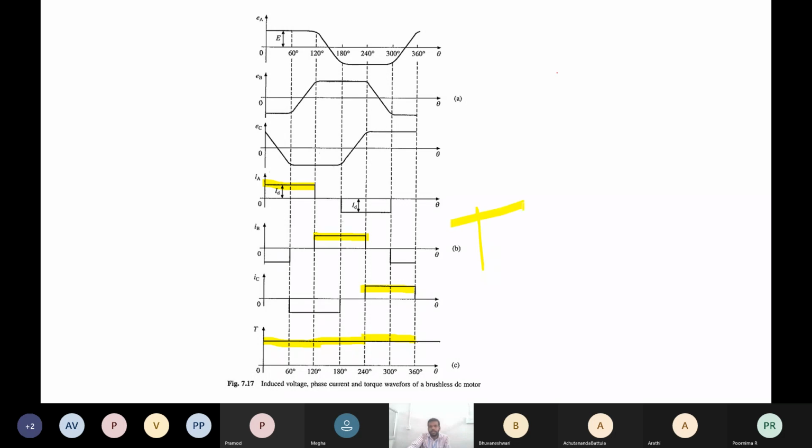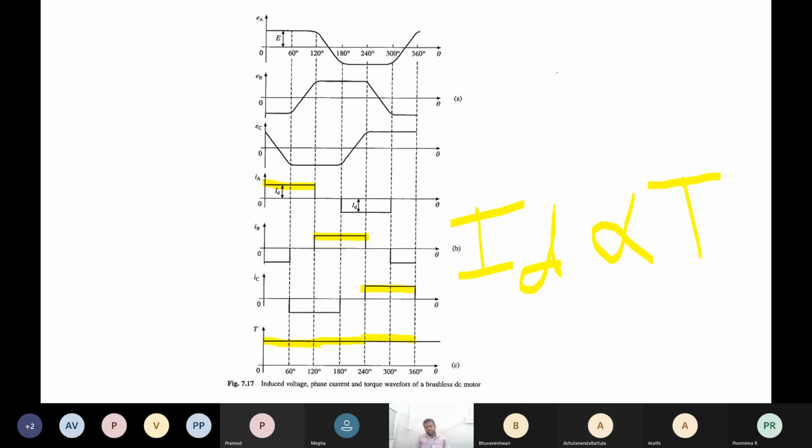So ID is directly proportional to torque. So this is our conclusion with respect to different voltage waveforms. So this is the application of a brushless DC motor in our servo motor. So that's all about the synchronous motor.